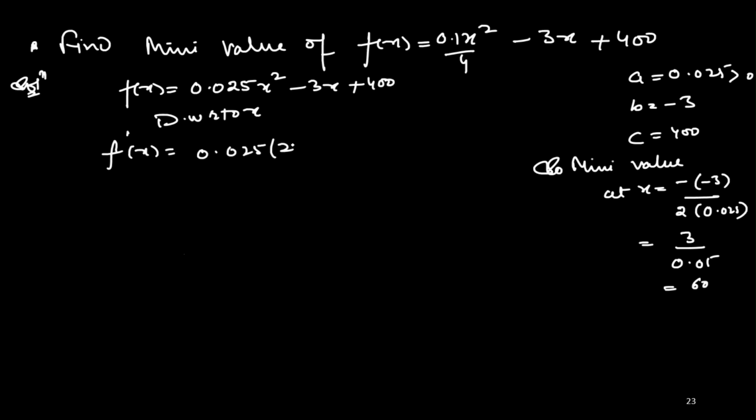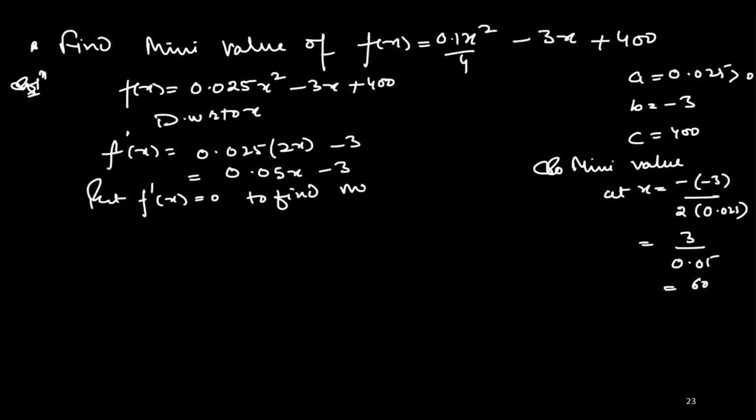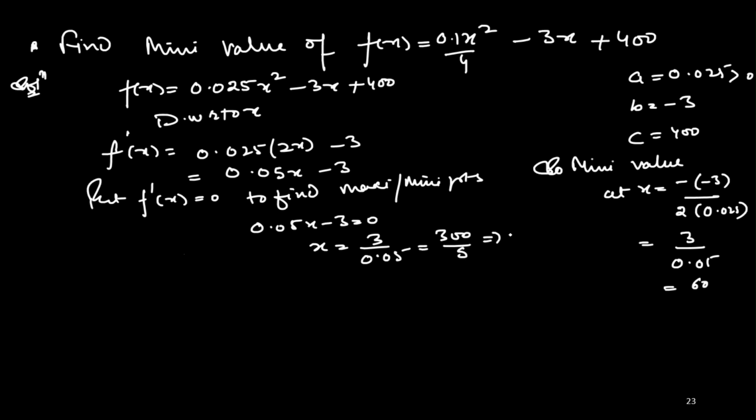0.025, the derivative of x square is 2x, minus 3. So this is 0.05x minus 3. Put the first derivative equal to 0 to find the maximum or minimum points. So 0.05x minus 3 equals 0. So x equals 3 divided by 0.05. This is 300 upon 5, which is 60.